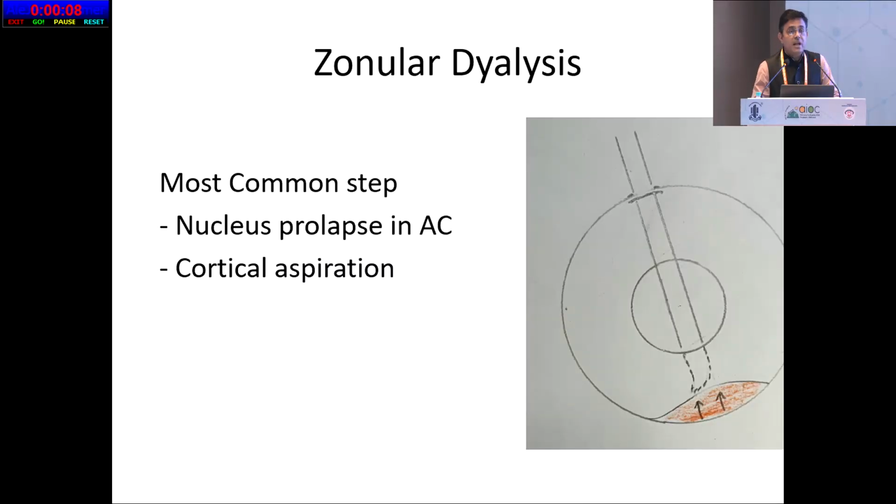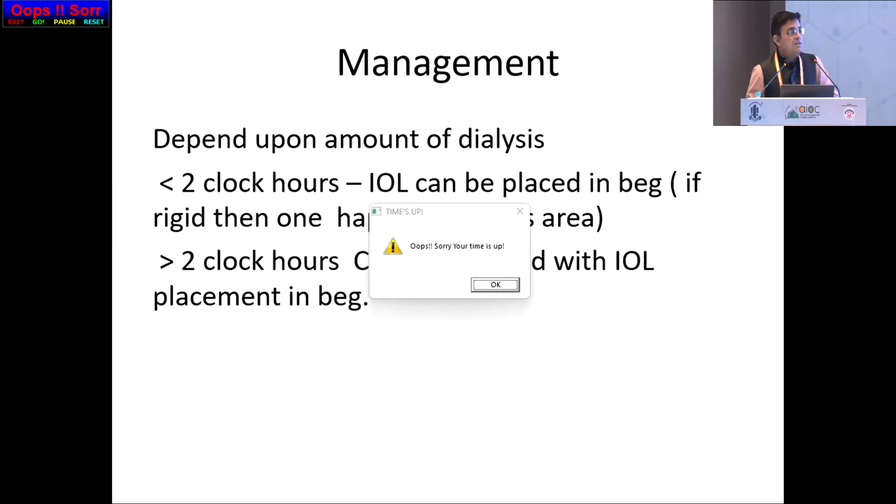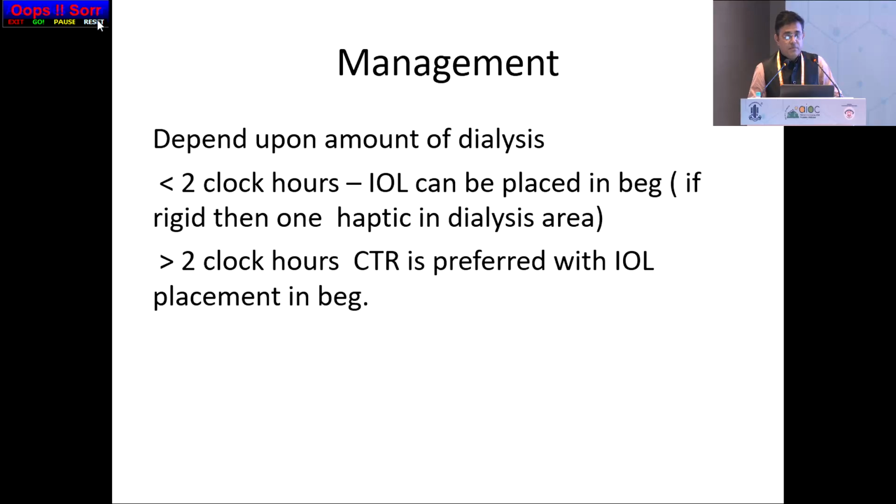Then we have zonular dialysis. It happens most commonly during nucleus prolapse in the AC because of the maximum manipulation, or during cortical aspiration. If it is less than 2 clock hours, you can place the lens very well in the bag, or if it is a rigid IOL or a multi-piece IOL, you can just put the haptic part in the dialysis area. If it's more than 2 clock hours, you can prefer a CTR with dial placement in the bag.